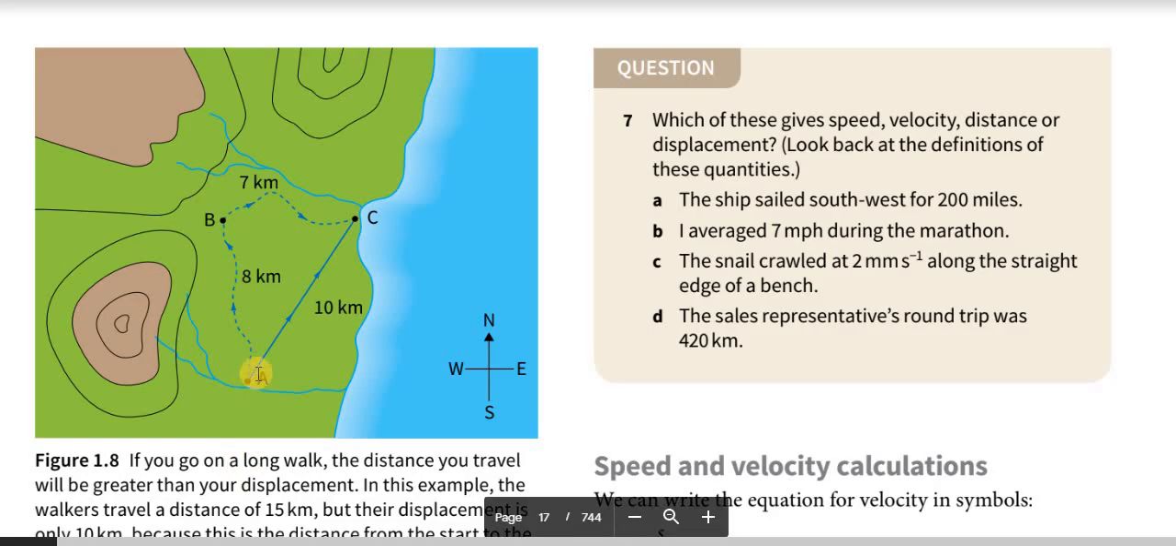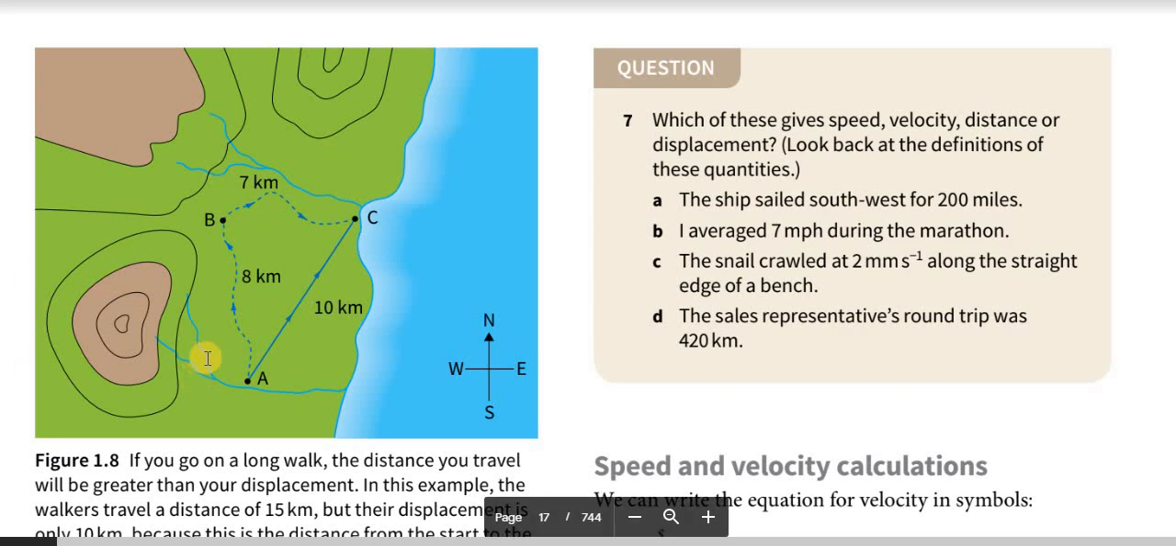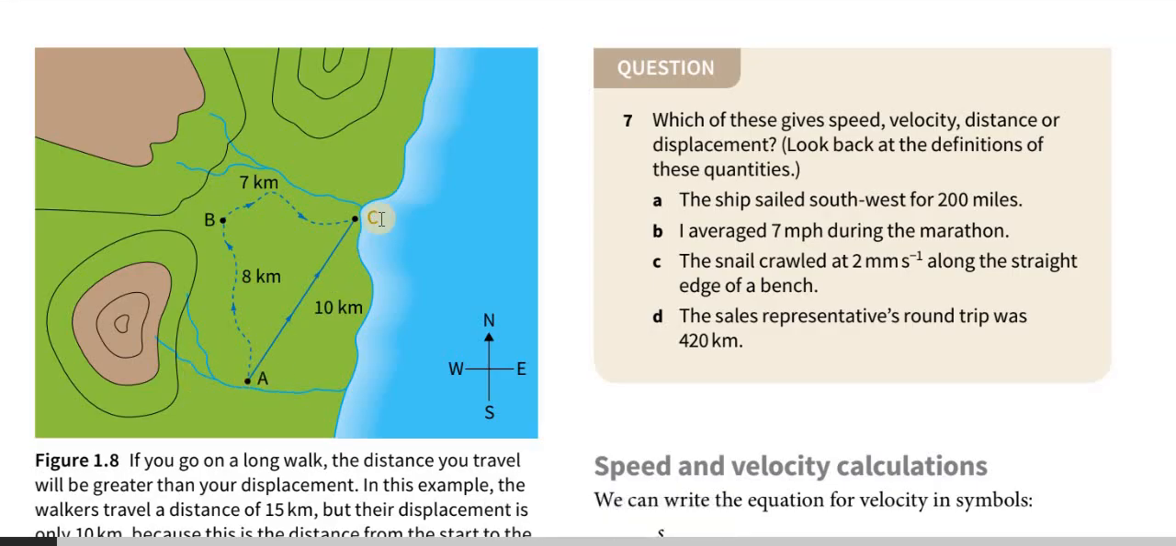Then the displacement is 10 kilometers. The displacement depends on the starting point and the ending point. The shortest distance from the starting point to the ending point is the displacement. Okay, again, the magnitude of displacement is the shortest distance from the starting point to the ending point. In other words, it is the length of the straight line joining the starting point and the ending point.